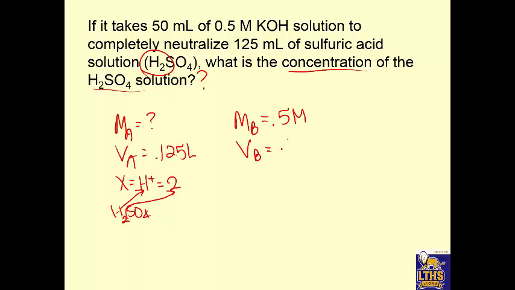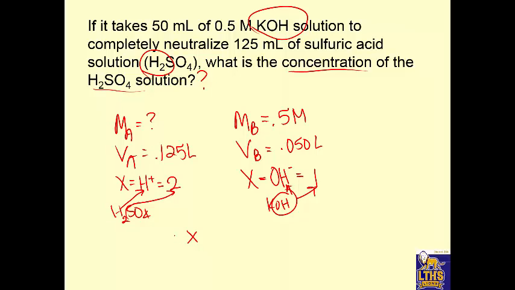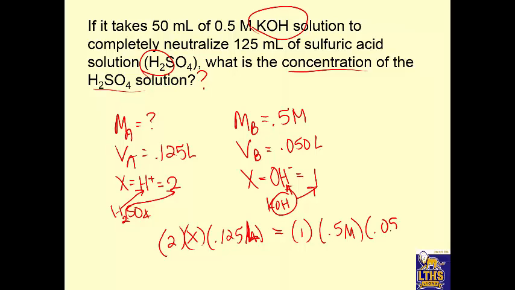Volume of the base is 0.050 liters. And the number of X's for this side is the number of hydroxide ions in the formula. So it's KOH, and so it's 1, because there's 1 OH. So then we just plug it in. 2 H pluses times the MA times 0.125 liters equals 1 hydroxide times 0.5 molar times 0.050 liters.